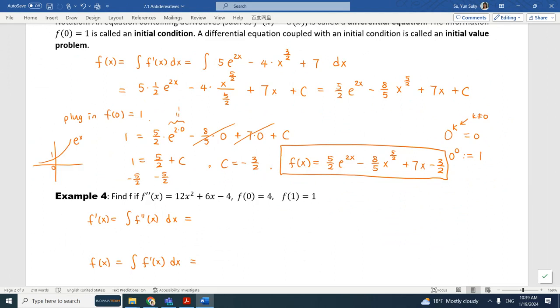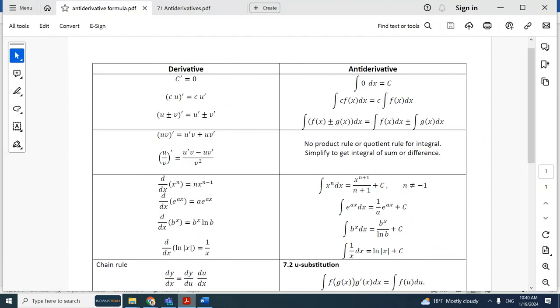Yes. Okay, we want to integrate this second derivative. So we want to integrate 12x squared plus 6x minus 4 dx. What's the integral of the first term? So we're gonna bring the 2 down. Do we bring the 2 down? Move 1/2. Okay. Which formula do we use? We use the second one. The second one or the first one? X squared.